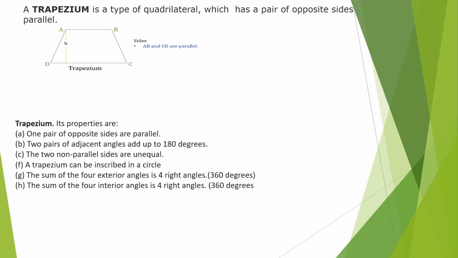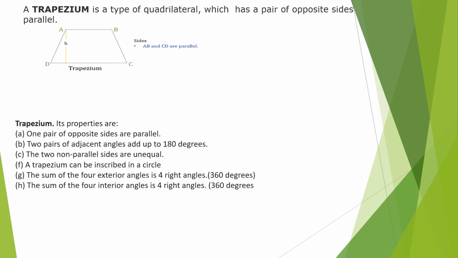Children, in a trapezium, one pair of opposite sides are parallel. Two pairs of adjacent angles add up to 180 degrees. So if we add angle C and angle D, or angle B and angle A, the sum is equal to 180 degrees. That means two pairs of adjacent angles add up to 180 degrees.